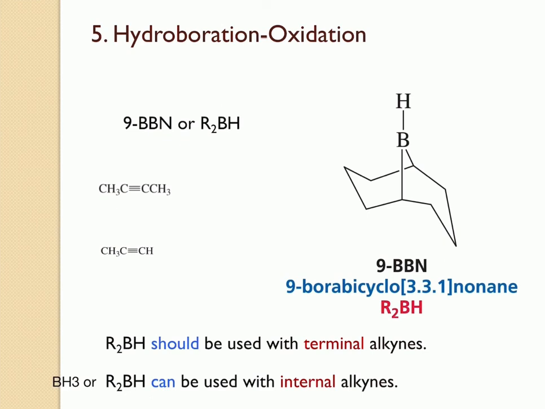Also, in the case of terminal alkynes, we have to use highly sterically hindered boranes such as 9-BBN in order to prevent the terminal alkyne from undergoing a second hydroboration reaction. Whereas in the case of an internal alkyne, the substituent which is present on the carbon with the triple bond is going to prevent the alkyne molecule from undergoing a second electrophilic addition reaction.